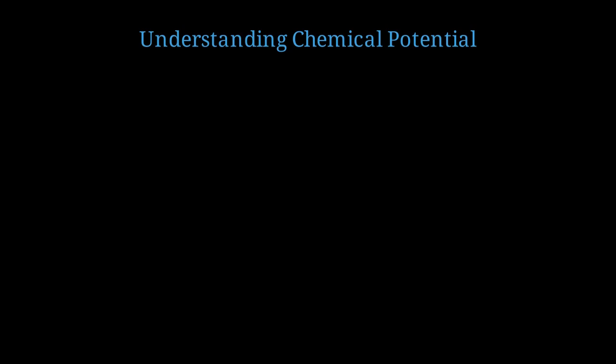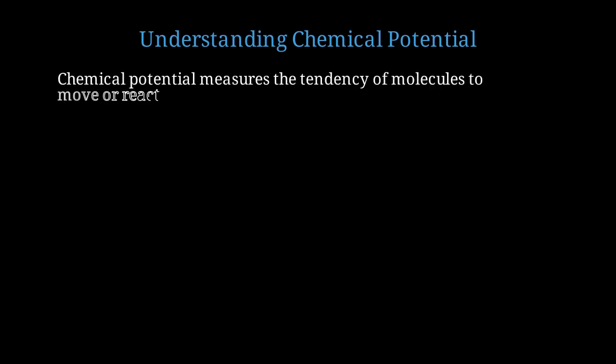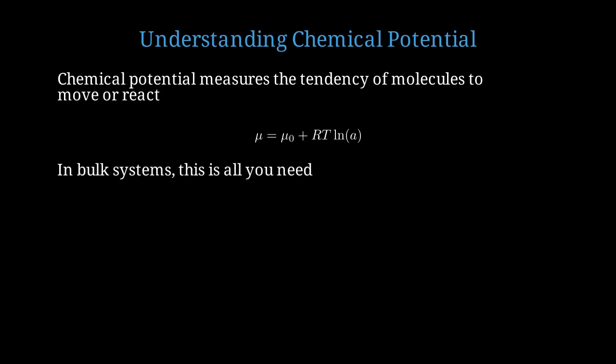Before we dive into the curvature effects, let's review what chemical potential actually means. Chemical potential is essentially the driving force for molecules to move from one phase to another. It's like a measure of how much a molecule wants to escape from where it is. The chemical potential mu equals mu naught plus RT natural log of A. Here, mu naught is the standard chemical potential, R is the gas constant, T is temperature, and A is the activity of the species. In large bulk systems like a beaker, this standard equation works perfectly. The chemical potential depends only on concentration and temperature.